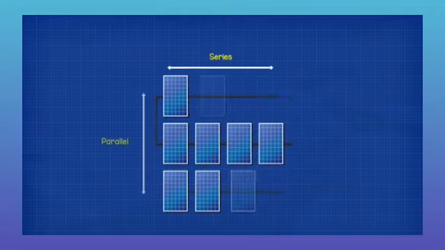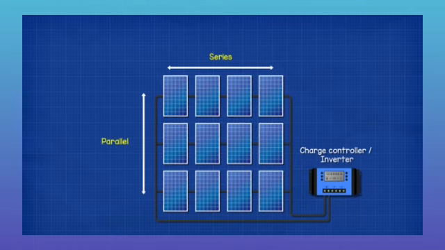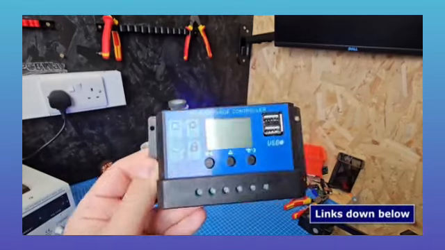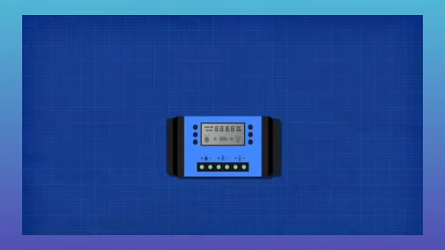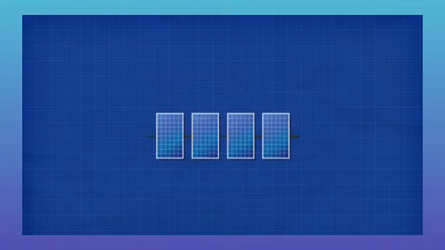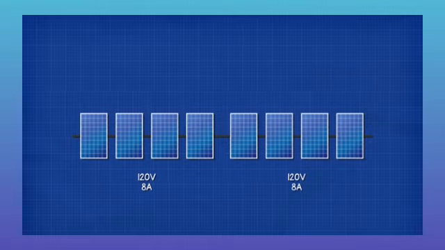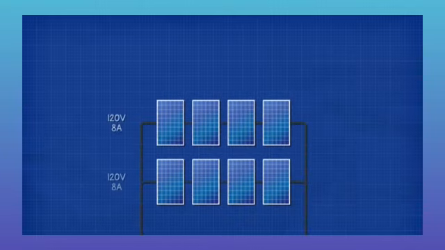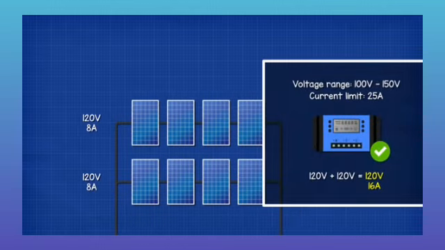We often use a combination of series parallel connections. The modules connect to a charge controller and inverter. These have a maximum and a minimum voltage and current to work. For example, this one might be 100 to 150 volts and 25 amps. Our string of modules has 120 volts and 8 amps. So we can't add another string in series because we will exceed the voltage limit. Therefore, we connect 2 strings in parallel, giving us 120 volts with 16 amps.